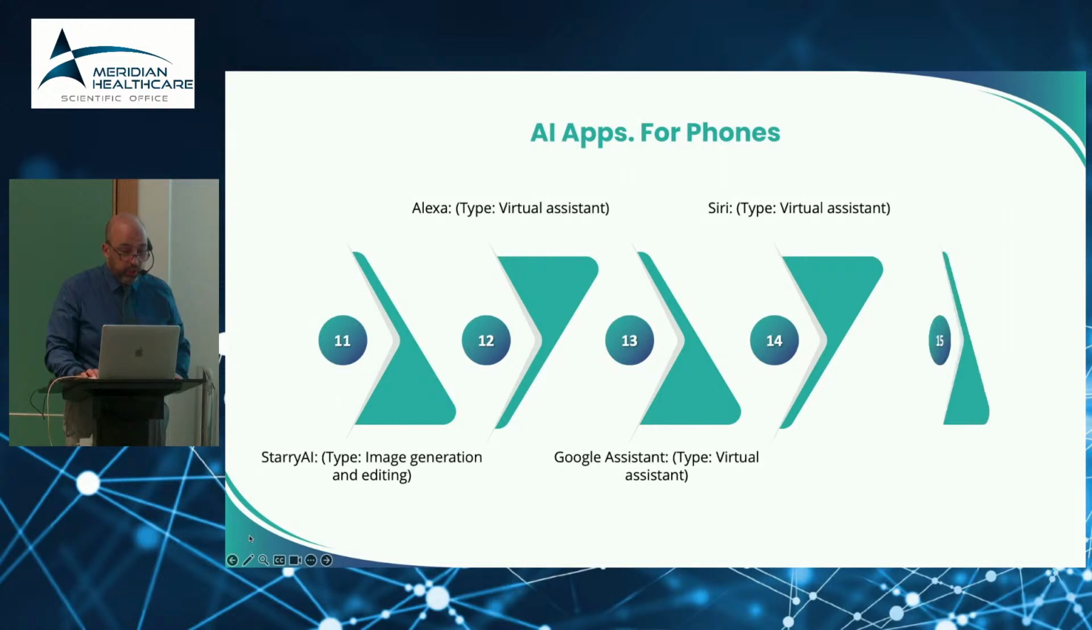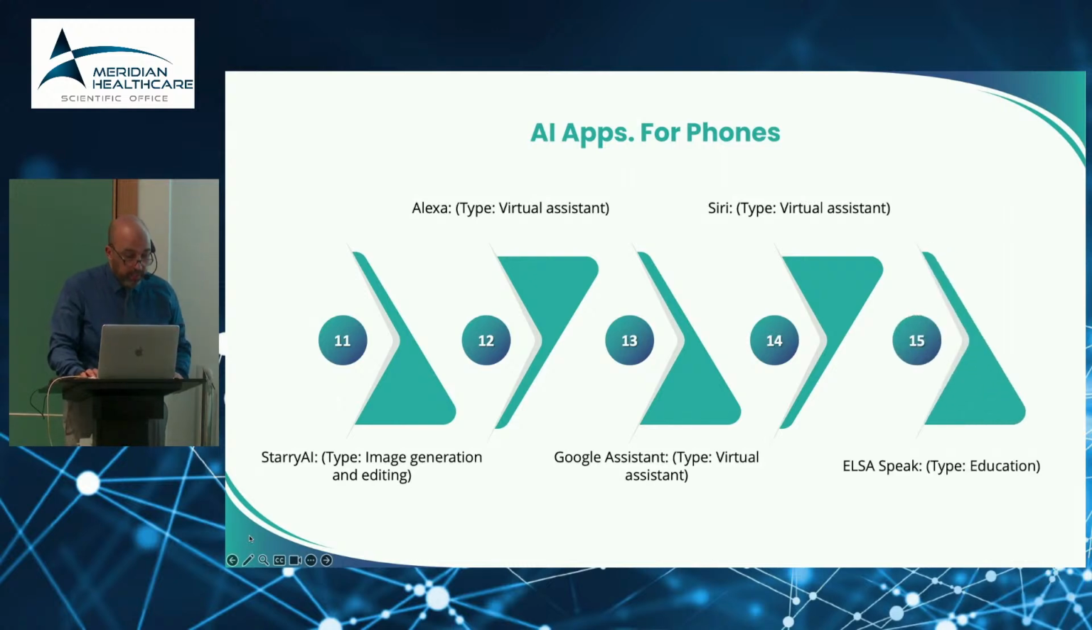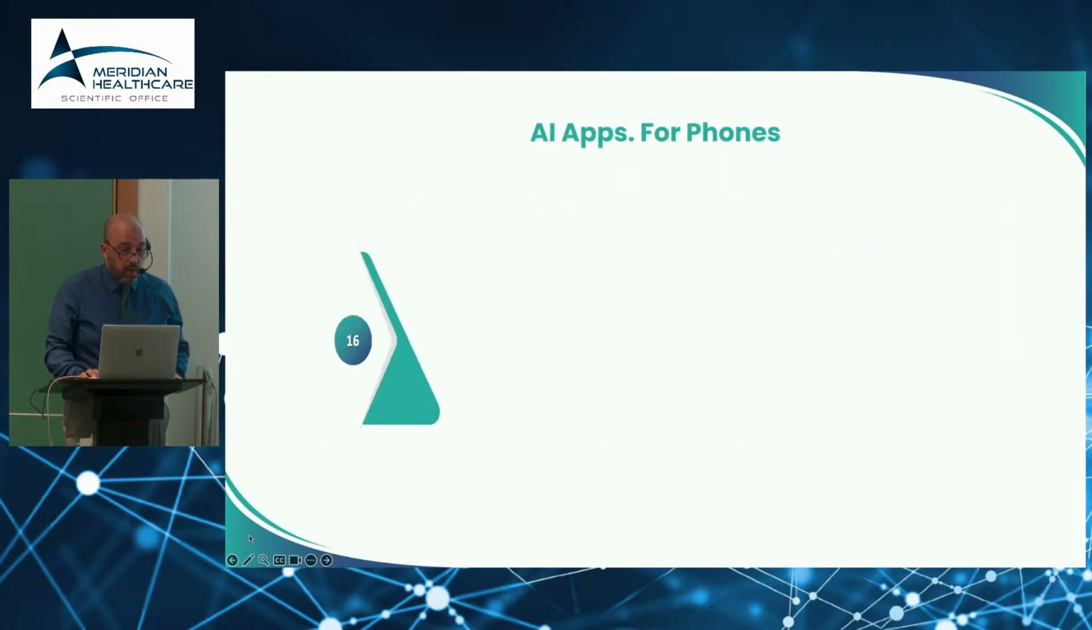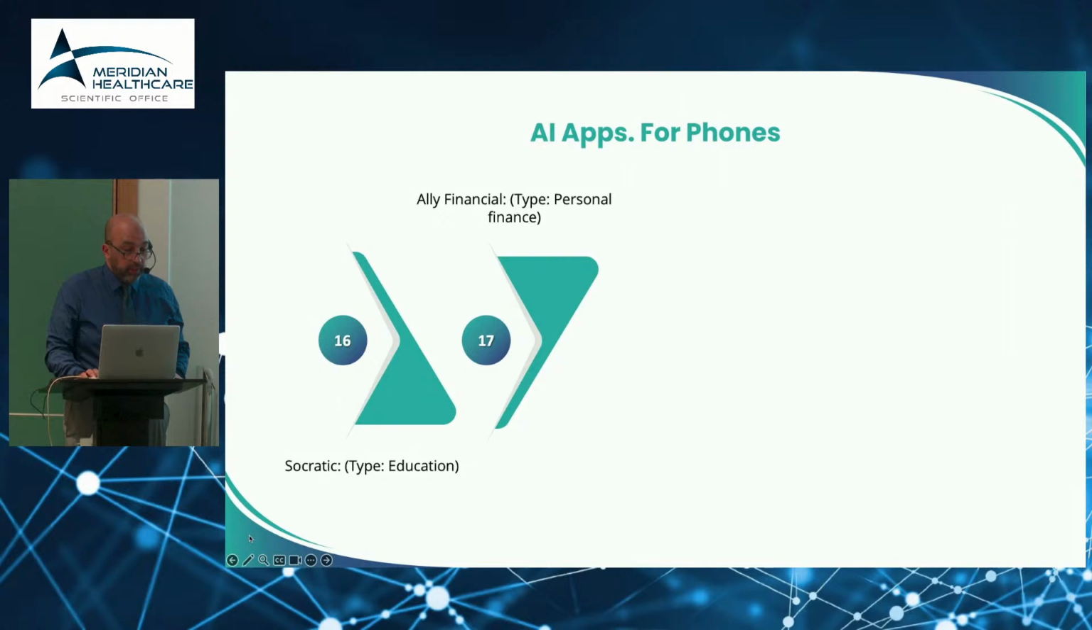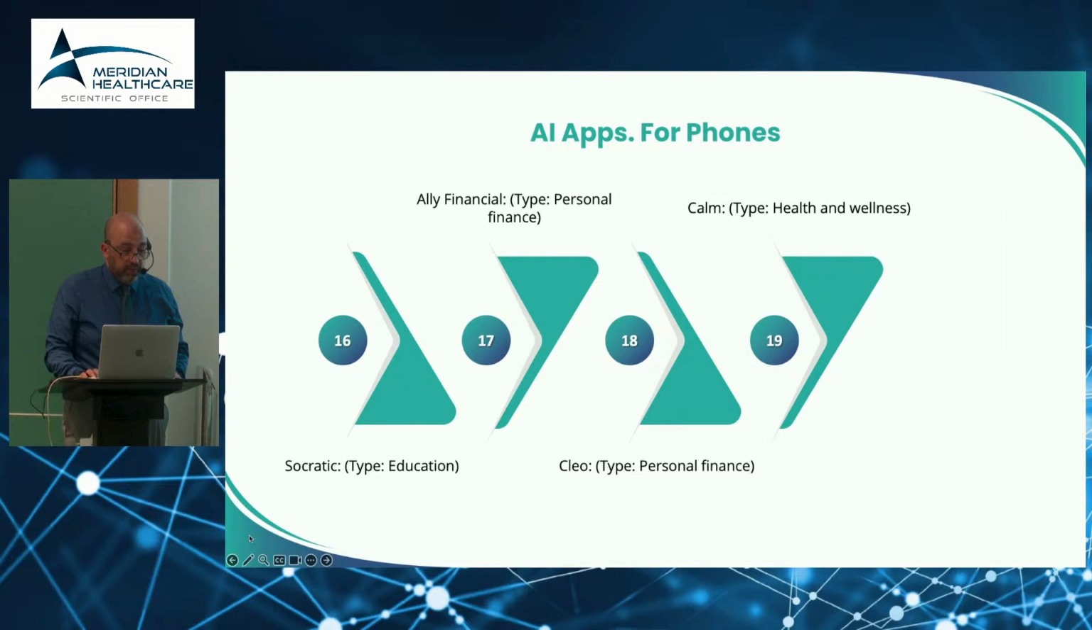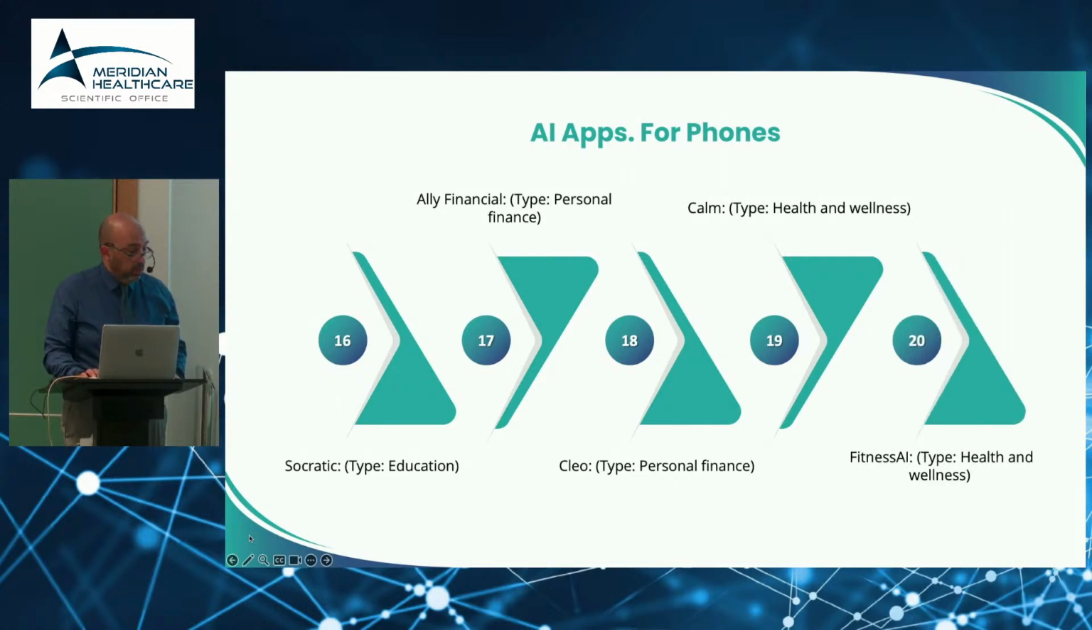We have Siri, as we mentioned. Elsa, which is also for English speaking, one of the English speaking apps, a nice app also. We have Socratic for education. We have Ali Financial, personal finance. We have Cleo, which is for personal finance also. We have Calm for health and wellness. Fitness AI, which is connected to our smart watch.